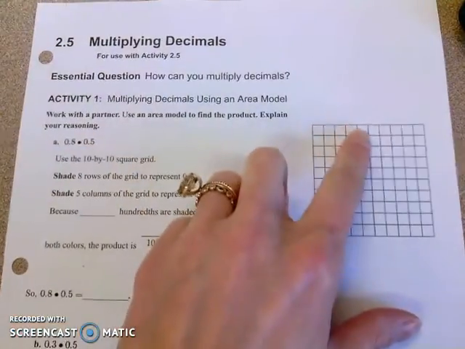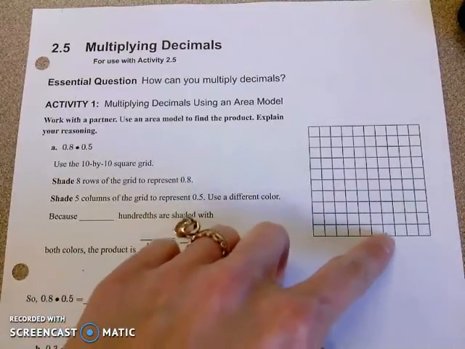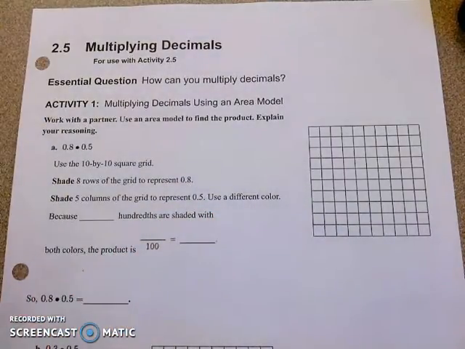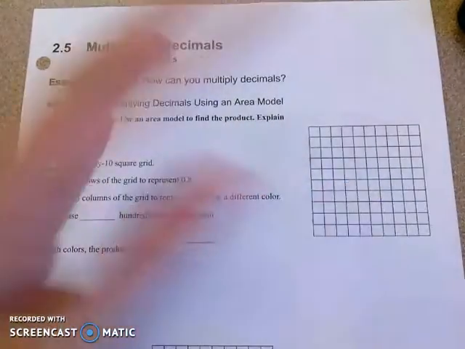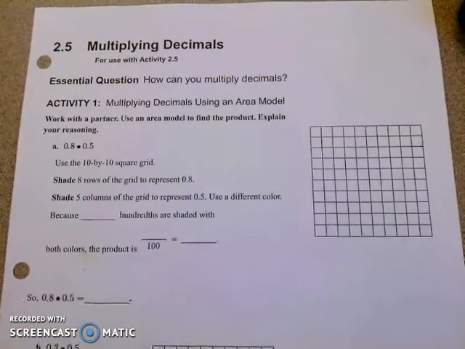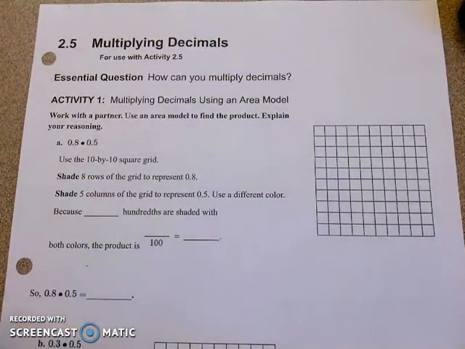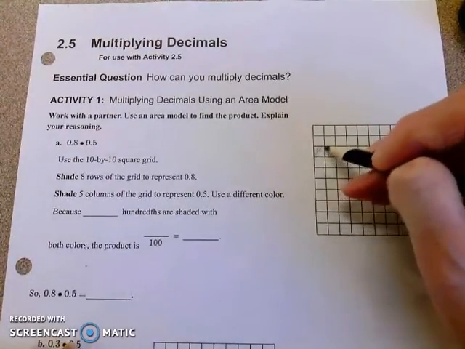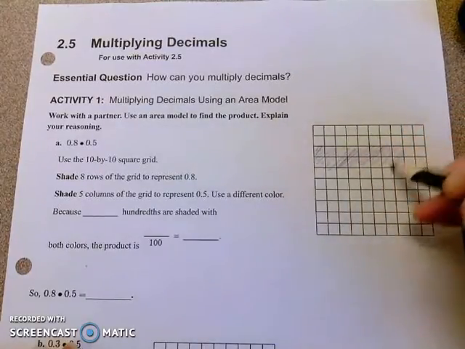In our 10 by 10 square grid, each of these little pieces is 1/100th, a hundredth, just like with our base 10 blocks. And then you have the tenths going vertically or horizontally. To shade 8 tenths, we would shade eight rows to represent 8 of our tenths here. So I'm going to shade all the way down one color, 8 tenths here.